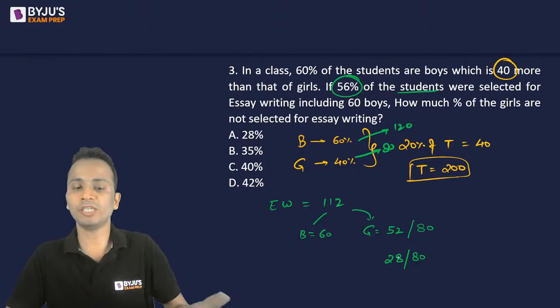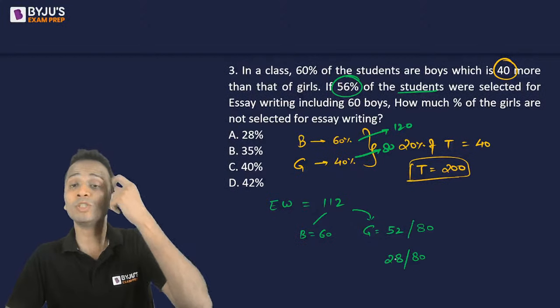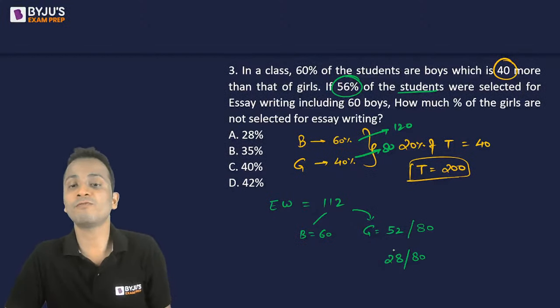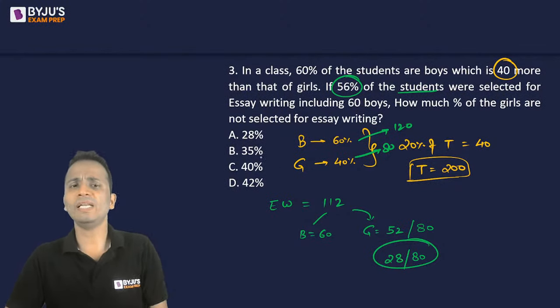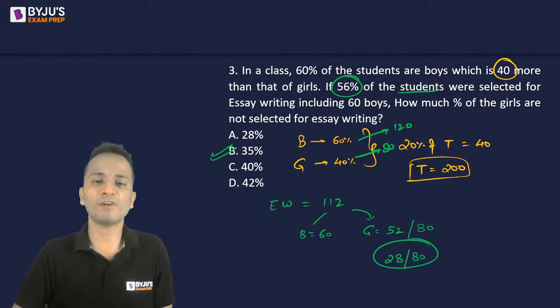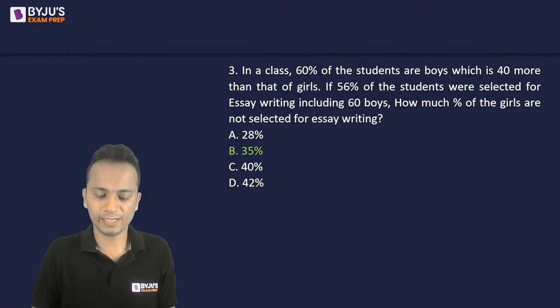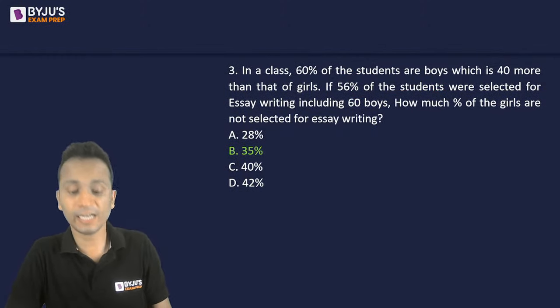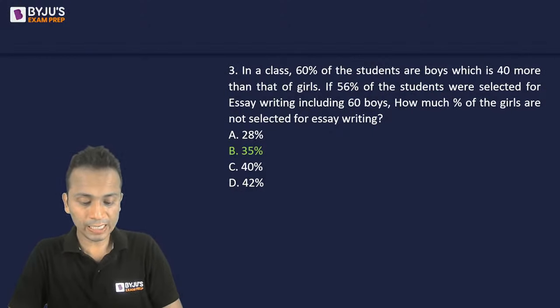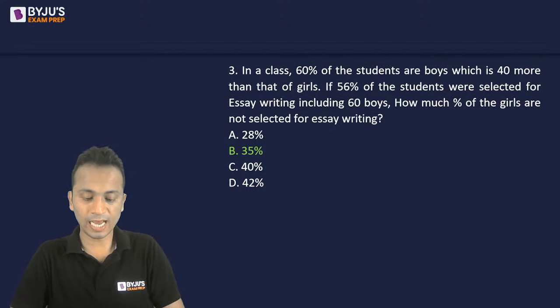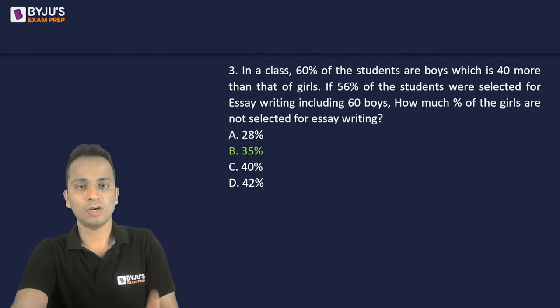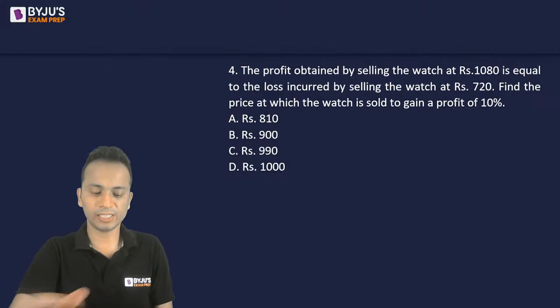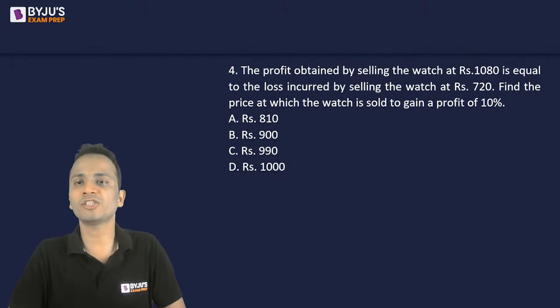Now, this is the percentage that we'll have to find out. How much percentage of girls are not selected for essay writing? So 28 is what percentage of 80? 28 is 35 percentage of 80. And 35 is the correct answer, correctly given by Tejasvi, Saran, and Priyanshi. Three students. Nice. So, option B, 35 percentage is the correct answer. Let's move on to the next question.